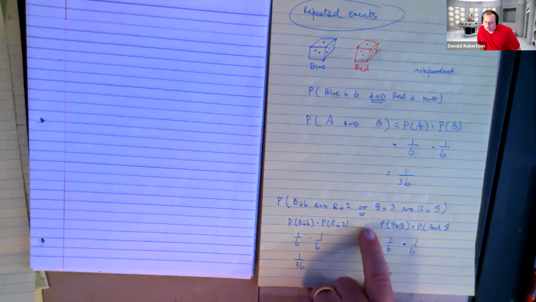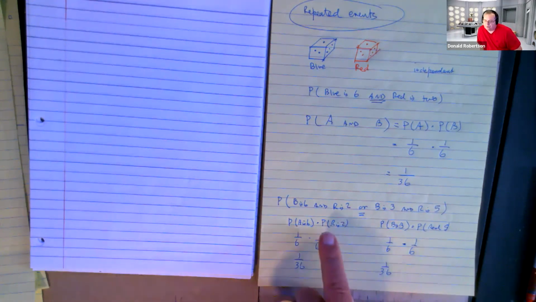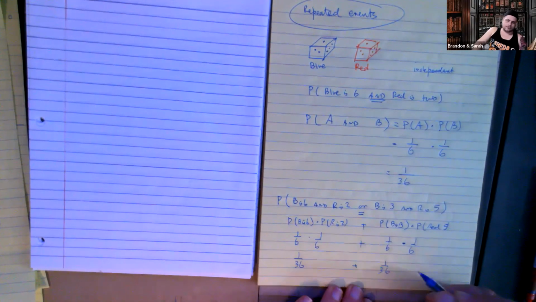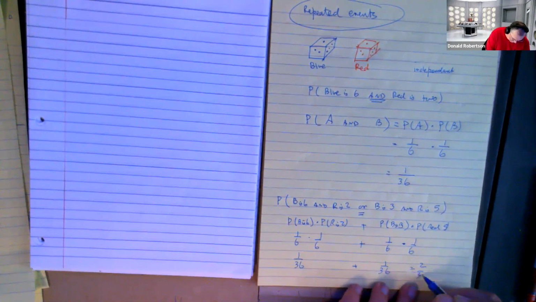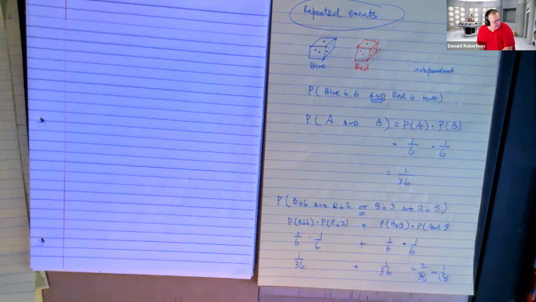Now, what calculation do I do here? Do I add these two answers or do I multiply these two answers? Add. So you end up with 2 out of 36, which is 1 out of 18. That's very uncommon, but I put that one in because question 11D is like that.